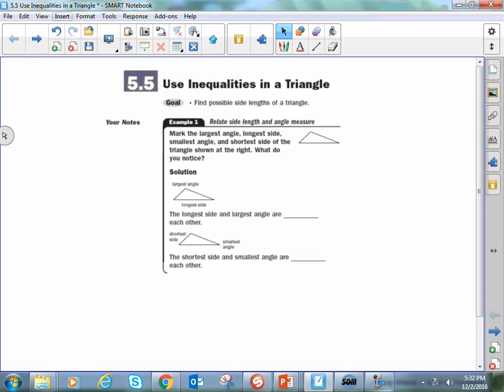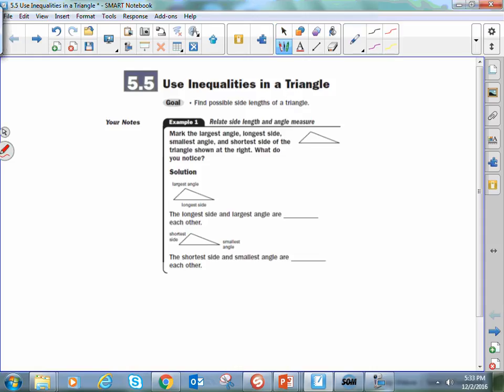Now, in my demonstration video that I made to go along with this lesson, I showed a couple of things, but one of the things I did not show is what we're starting with here on example 1. It's asking you to mark the largest angle, the longest side, the smallest angle, etc., and then say what do you notice. Now what they're getting at here is they're actually building up to what they're calling a theorem, but it's not really named. And personally, I don't really mind that it's not named because to me, what they're demonstrating here is not really a theorem. To me, this is kind of a postulate.